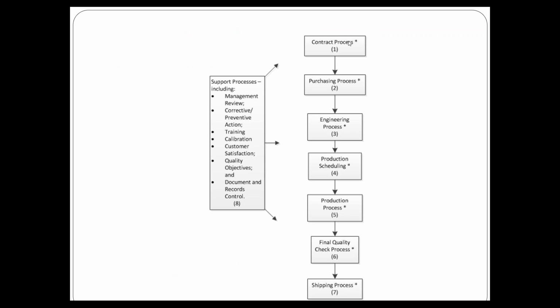So here's an example where you can see the process names such as contracts, purchasing, engineering, production scheduling, and then we have, again, the support process grouped. This example has a couple processes that we didn't get a chance to mention earlier. Training may be part of the support process, calibration, customer satisfaction assessments or inputs and outputs would be relevant. Feedback mechanisms, quality objectives would be relevant. Document and record controls would be relevant. And those are the types of things that don't, again, fit into this linear process because they interact with most, if not all, of the processes.